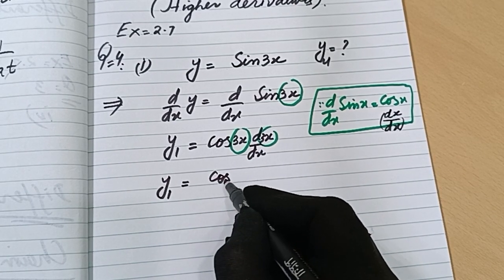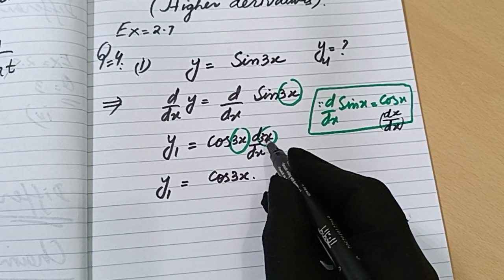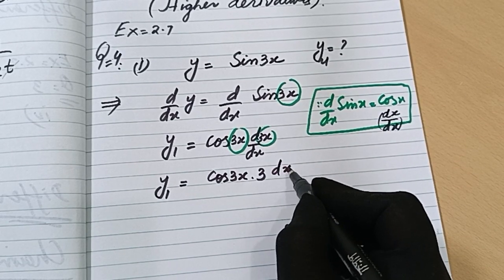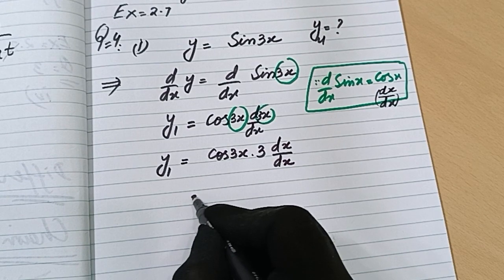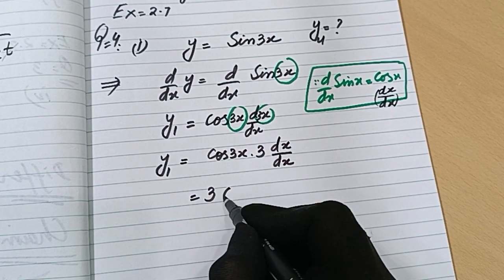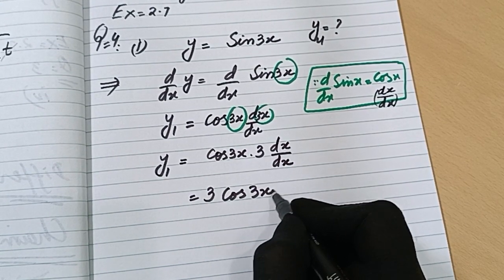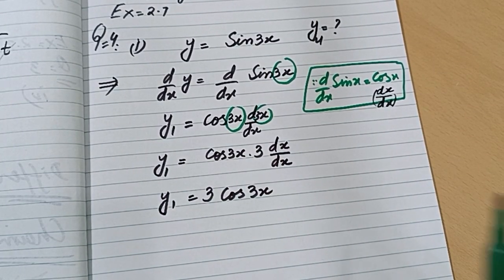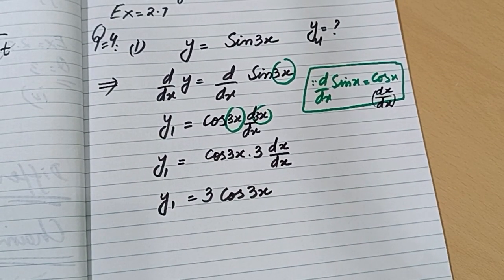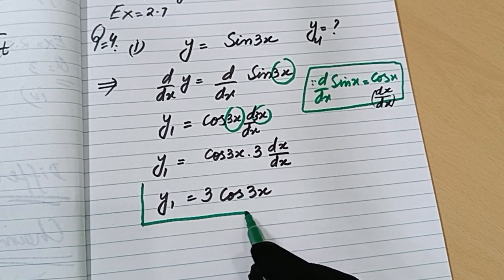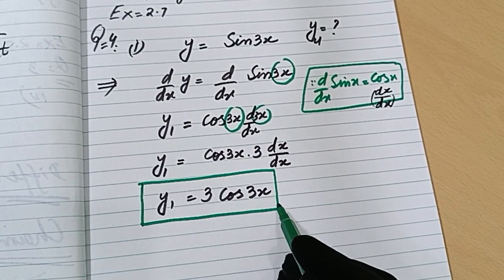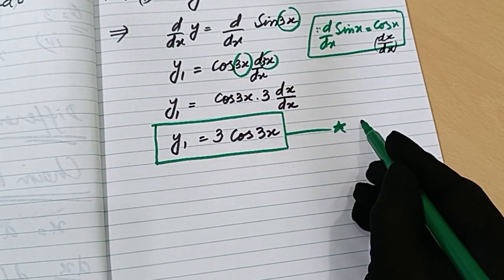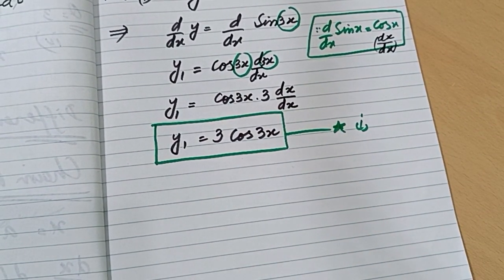Cos of 3x. Now the derivative of 3x: 3 is the coefficient, and dx by dx is 1. I would like to write the 3 at the start, so 3 cos of 3x. Our first derivative is ready. Please highlight your first derivative, or you can write it as equation number 1 as well.